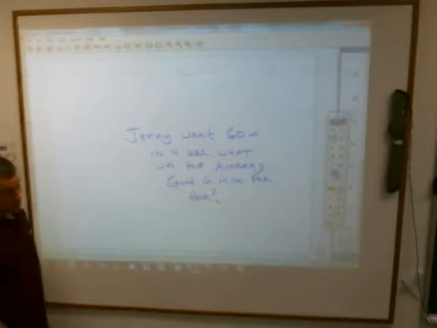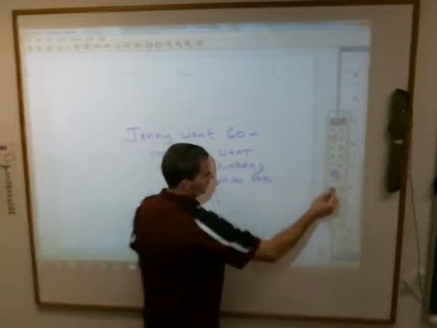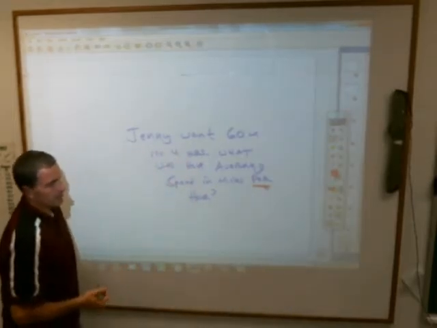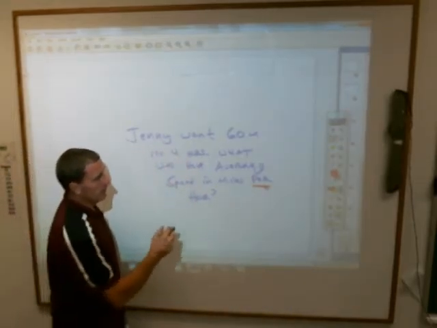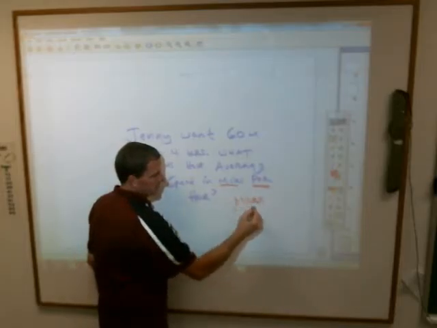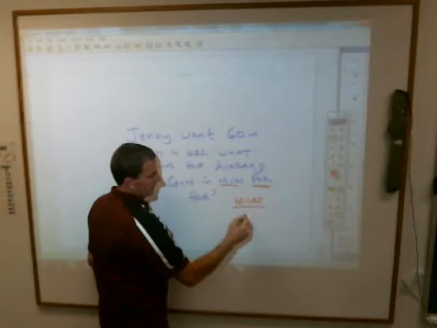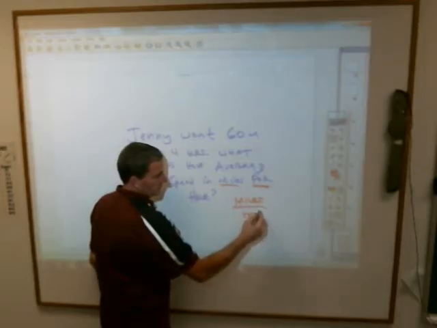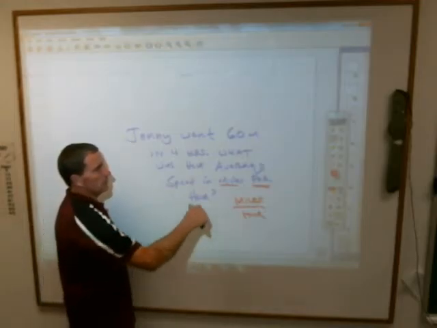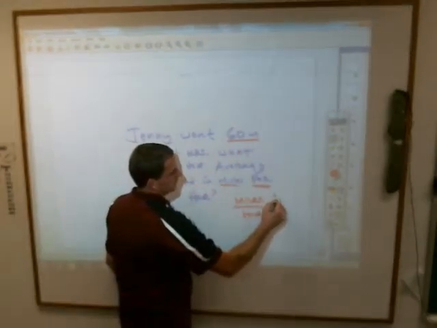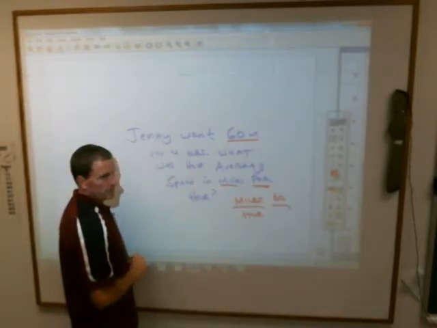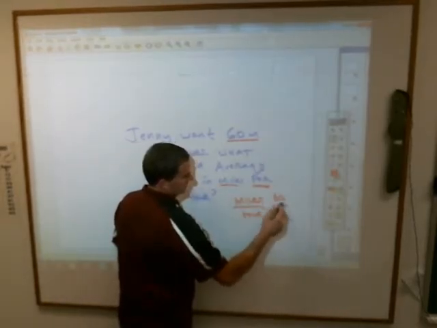And look for the key word that I told you. What word is key? This word per. The word per is what? A fraction line. So you are looking for miles on top over hours on the bottom. So you just plug in the numbers that they gave you. How many miles did you go? 60. How many hours did that take her? 4. This is your answer.